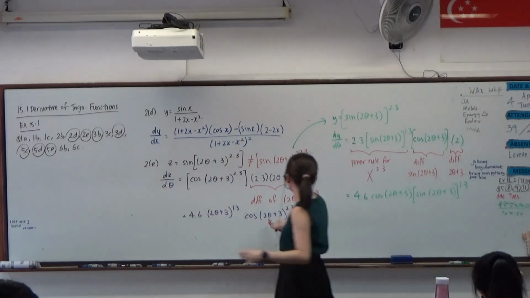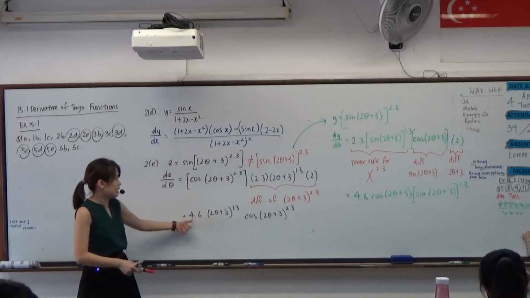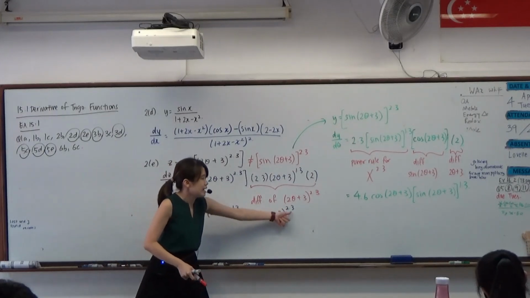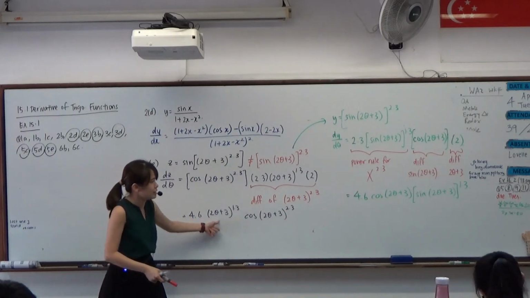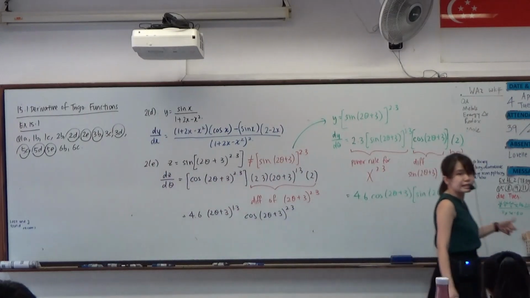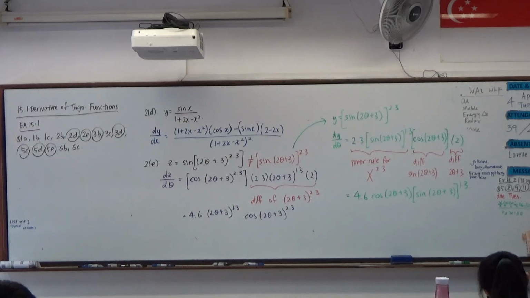In this case, we do have the cosine, we do have the 4.6, but our cosine angle has a power of 2.3. This one has this extra part here, whereas this one we do have this side. So the derivative is definitely different. So the brackets really have a very huge impact about how we go about differentiating.